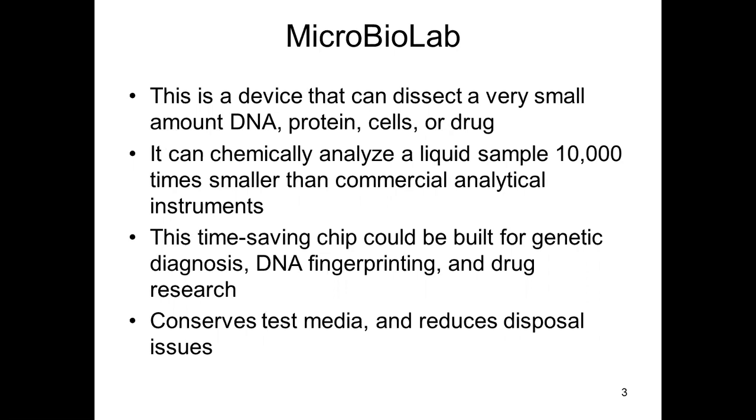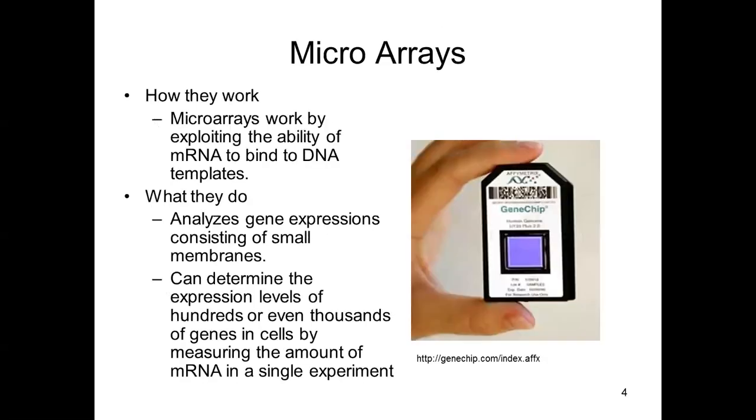So a microbiology lab chip is a device that can dissect a very small amount of DNA, protein, cells, or a drug. It can chemically analyze a liquid sample 10,000 times smaller than commercial analytical instruments that are available today. So this is certainly a time-saving chip that could be built for genetic diagnostics, DNA fingerprinting, and drug research. What this chip does is it conserves media and reduces disposal issues. So this is how they work.